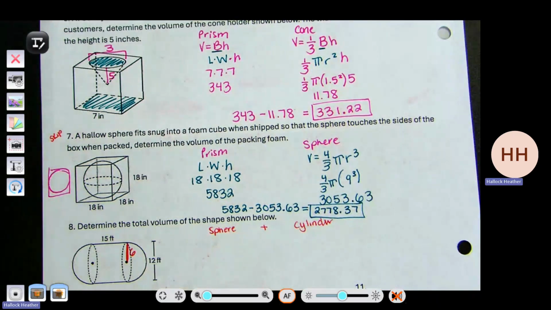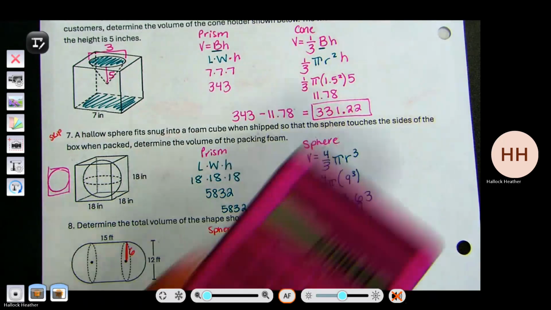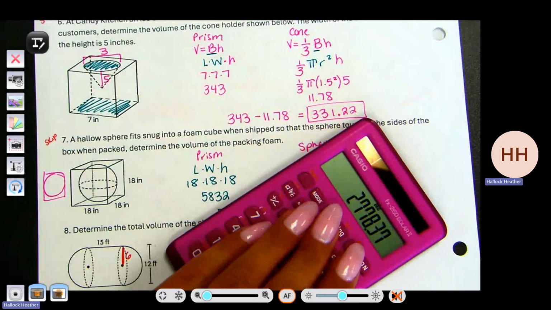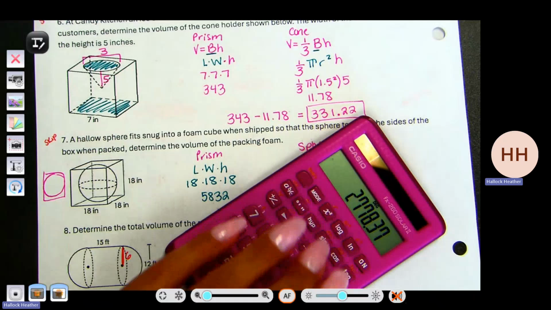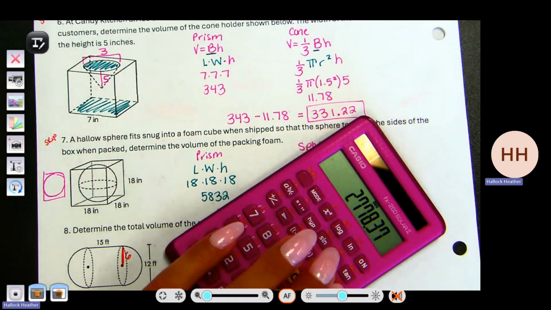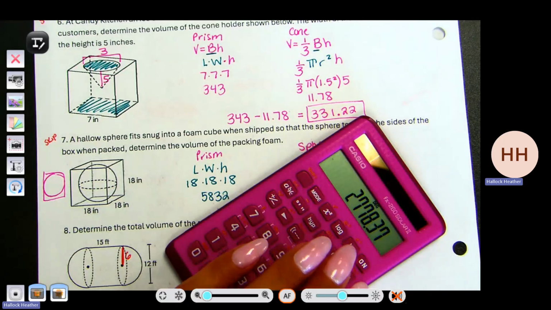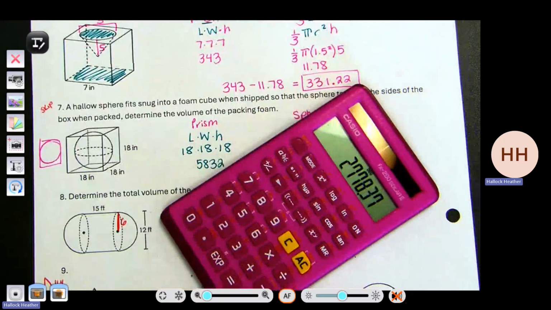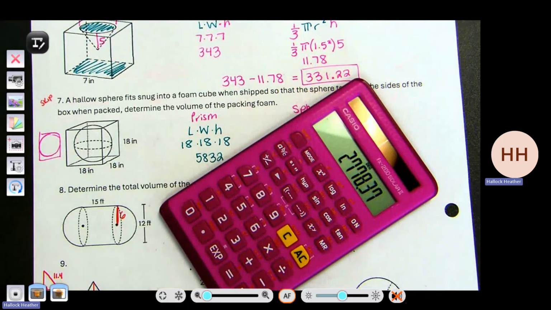Okay, so for your prism, how much should you get? What's the volume of the prism? 5832. Okay, so you do 18 cubed, 18 times 18 times 18.